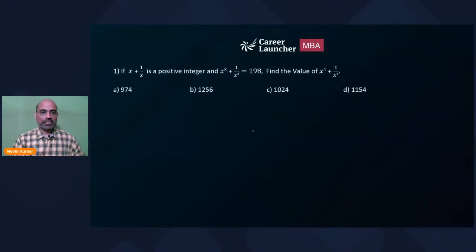So if x plus 1 by x is a positive integer and x cube plus 1 upon x cube is 198, then we need to find the value of x to the power 4 plus 1 by x to the power 4. So what should be the answer?